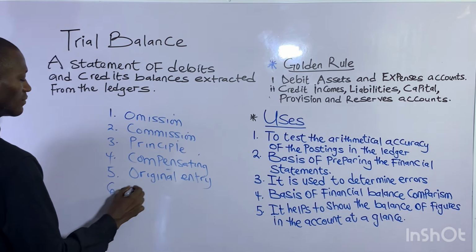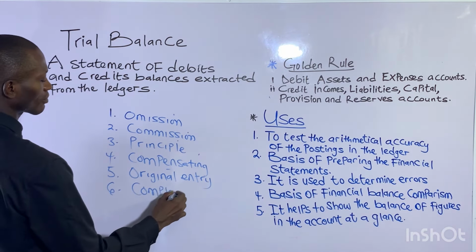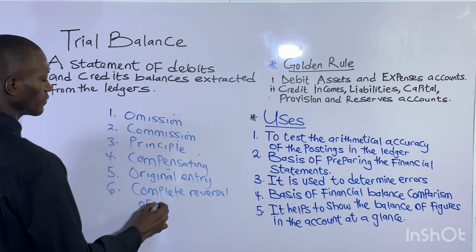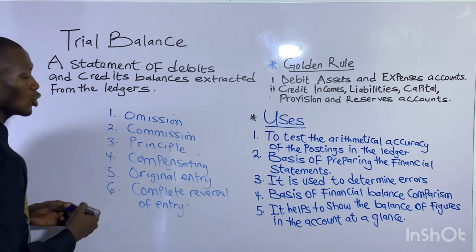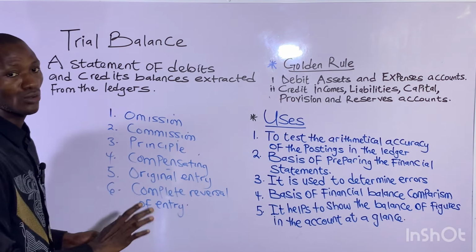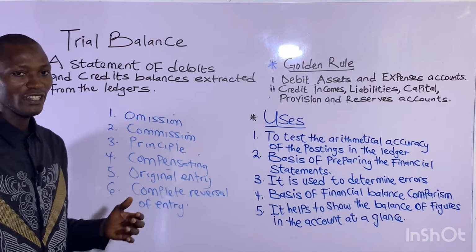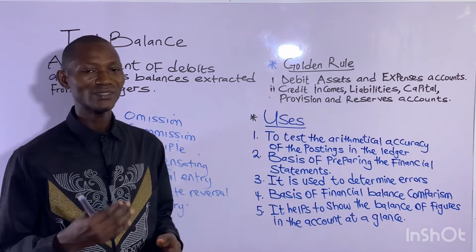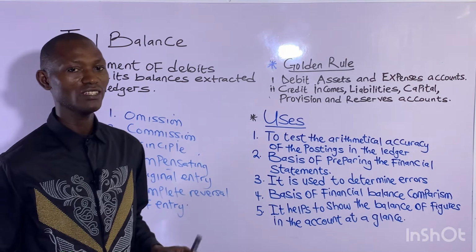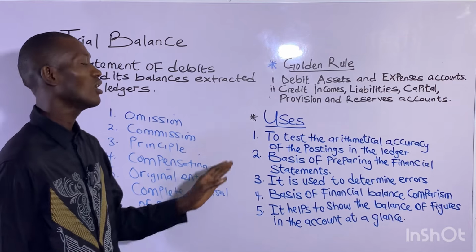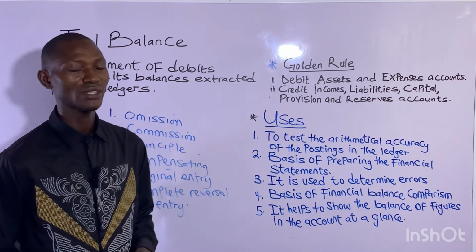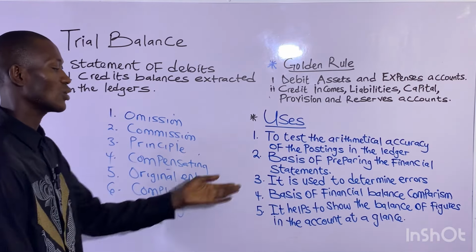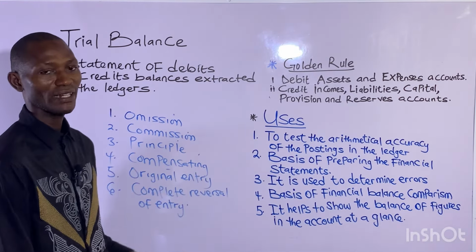Then last but not least, we have error of complete reversal of entry. So when any of these errors occur, it means the trial balance agreement will not be affected. And these errors are called errors that will not affect the agreement of the trial balance. So the basic use of the trial balance is to test the arithmetical accuracy of the postings in the ledger. So I hope that is understood. So next, basis of preparing the financial statements.